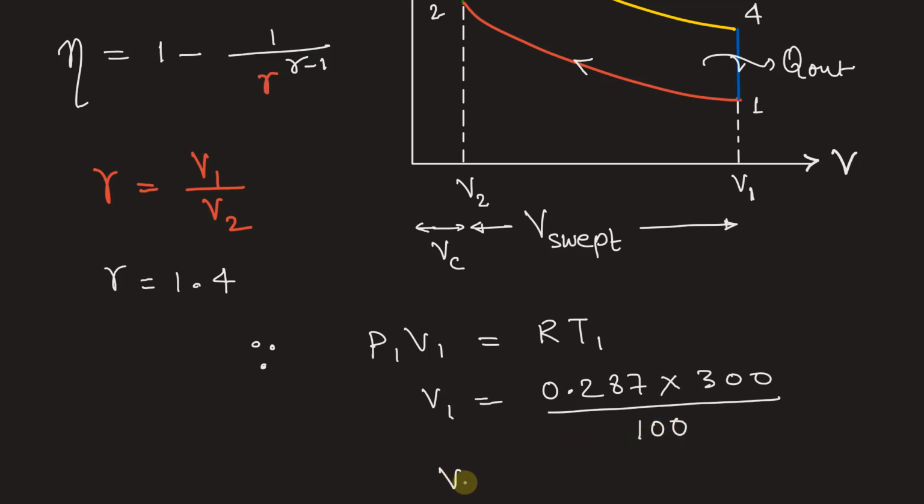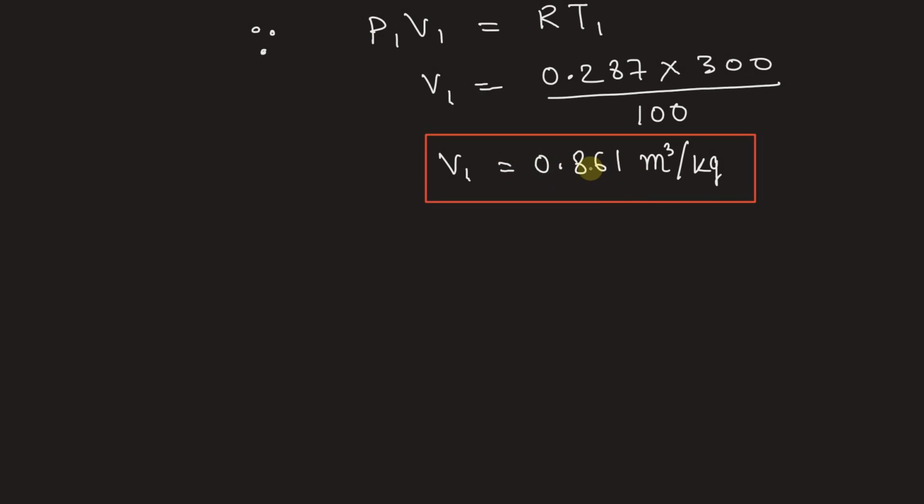So from here we'll get V1. Now remember, this is volume per unit mass, because the ideal gas equation is PV is equal to mRT, and I'm taking mass as unity. So V1 will be equal to 0.861 meter cube per kg, because it is volume per unit mass. So we got V1 is equal to 0.861 meter cube per kilogram.